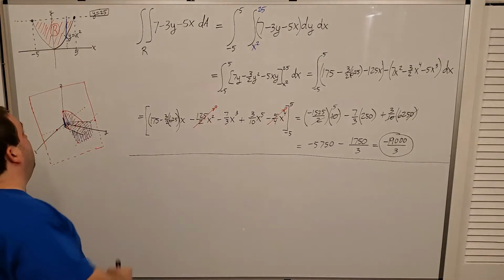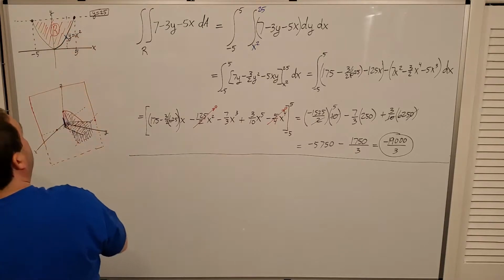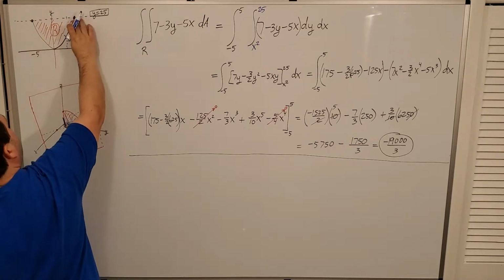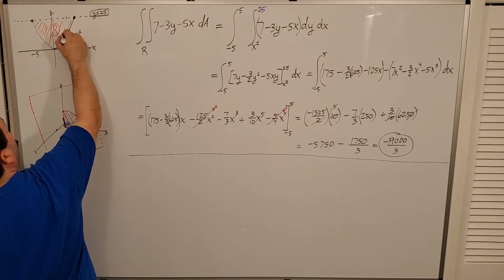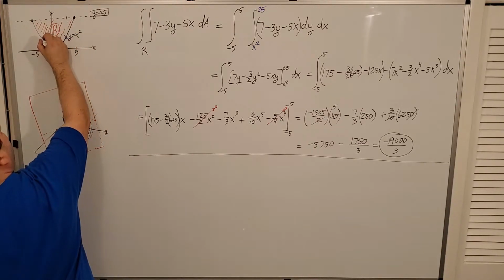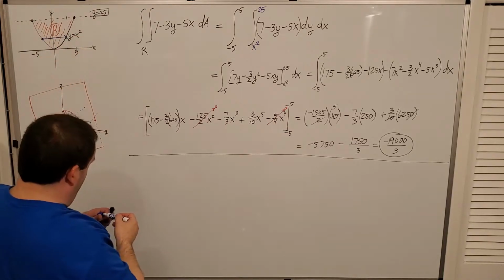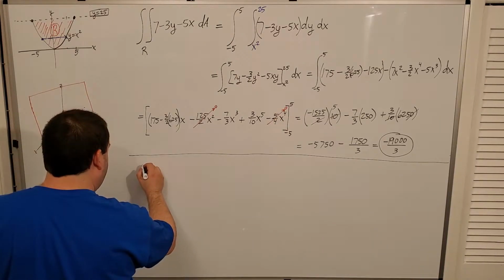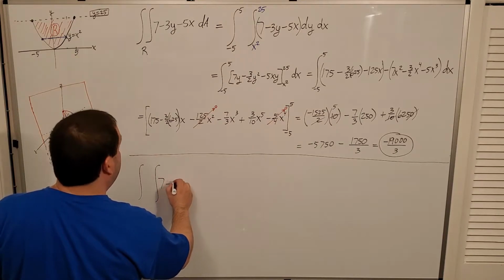Well, instead of integrating this way, right, with the y values, I would have done the x values, right? So I wouldn't have these here like this. I would have picked a y value like right here, and notice that I'm integrating this way like this, right? So my inner integral in my double integral, let's go ahead and set up my function.